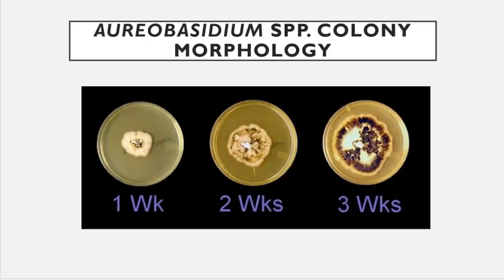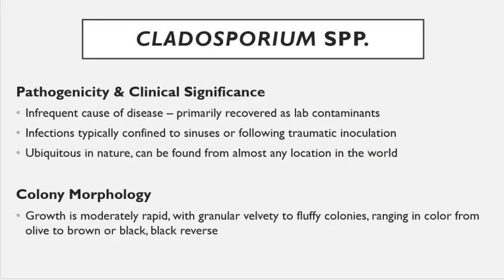Since this is only a moderately rapid grower, this is what a colony plate can look like over a 3-week period. This is week 1, week 2, and week 3. The next species is Cladosporium. This particular species is frequently a cause of disease.